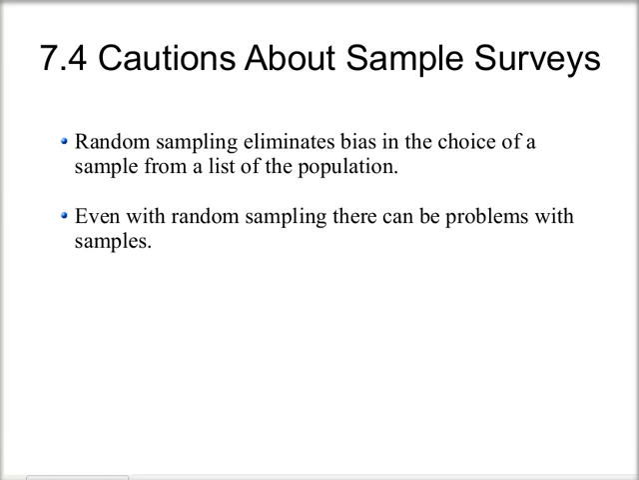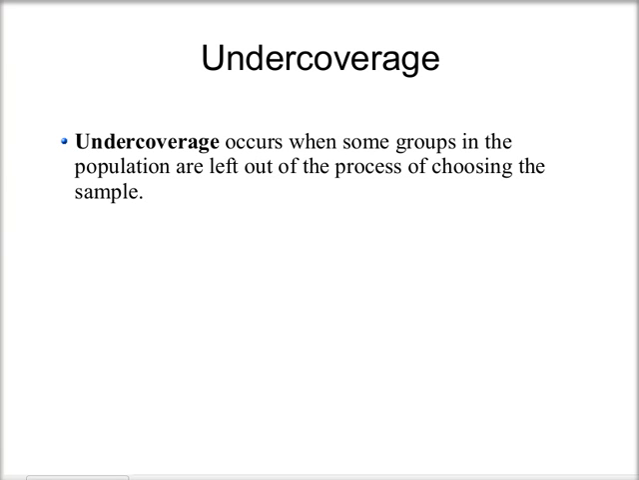So we have seen that random sampling can eliminate bias in the choice of a sample from a list of the population. But even with random sampling, there can be problems with samples, and in this section we're going to talk about some of those. The first problem we're going to look at is called undercoverage. And undercoverage occurs when some groups in the population are left out of the process of choosing the sample.